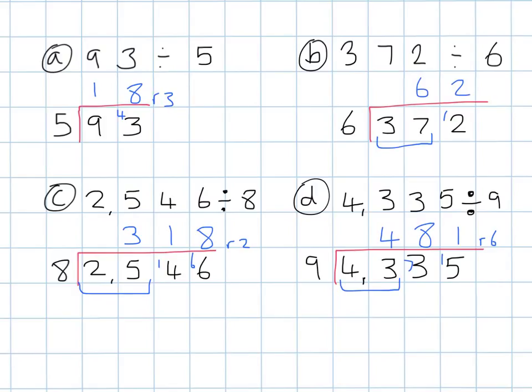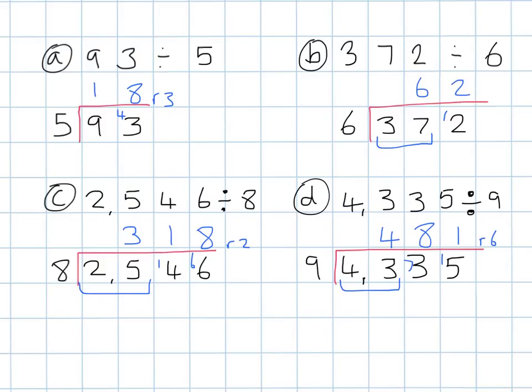I then look at 372 divided by 6. I can't get any 6's from 3, so look at 37 into 6. I can get 6 lots of that. 6 6s are 36, so I'll carry 1. And then how many lots of 6 can I get from 12? 2. There is no remainder.